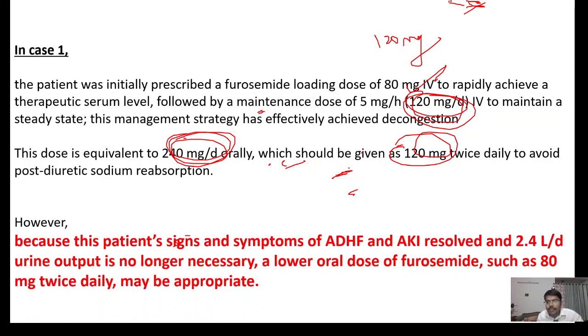since the patient's signs and symptoms of acute decompensated heart failure and AKI are resolving, and the patient is improving, we don't require a very high urine output. So we are considering a lower oral dose of furosemide, such as 80 milligram twice daily. Why am I taking 80 milligram? Because with 120 milligram the patient might go into hypovolemia. Since the target is achieved, I don't want further excessive urine output. I am reducing the dose. That is how you have to decide based on the urine output.